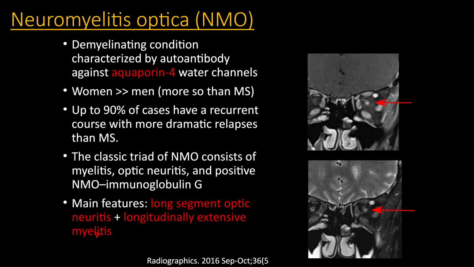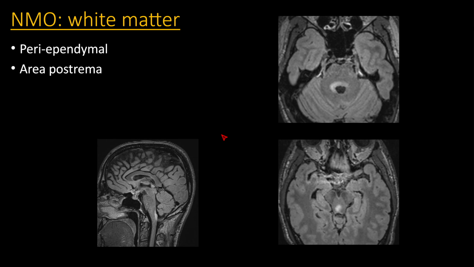Now the spinal cord is a very important part of neuromyelitis optica, and we'll talk about that in the spinal cord diseases lecture. But there's also the optic neuritis aspect. Here you can see a case of optic neuritis in the setting of neuromyelitis optica. The left optic nerve is both enhancing and T2 hyperintense compared to the other side. The hallmarks of neuromyelitis optica are the longitudinally extensive myelitis and optic neuritis.